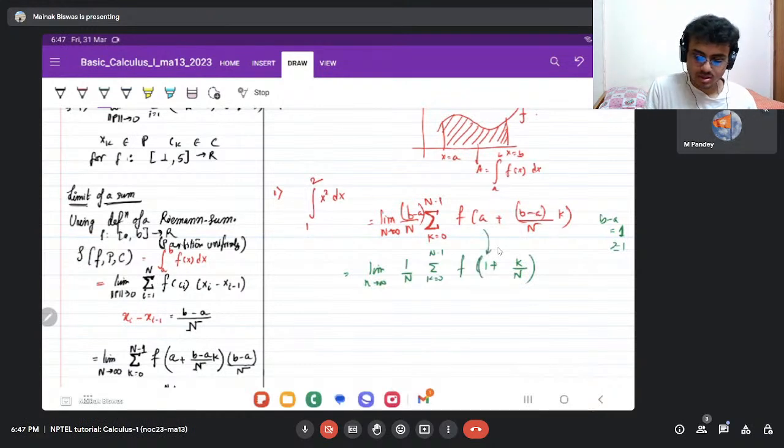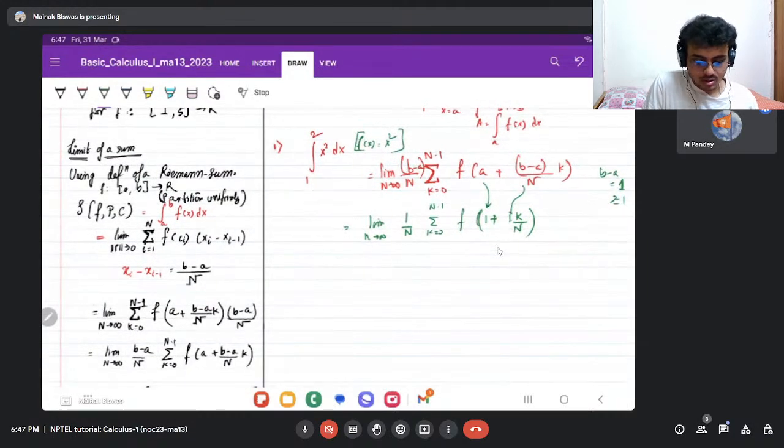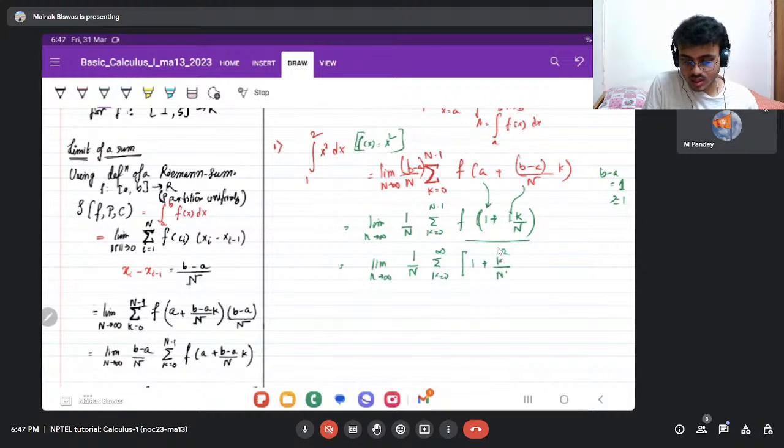Yes, sir. This is this and this is 1. So what is f? f of x, I have taken f of x to be x square. Agreed? Yes, sir. So this will become limit n tends to infinity 1 over n, summation k equal to 0 to infinity of 1 plus k square by n square plus 2k by n. Agreed? Yes, sir. Great.